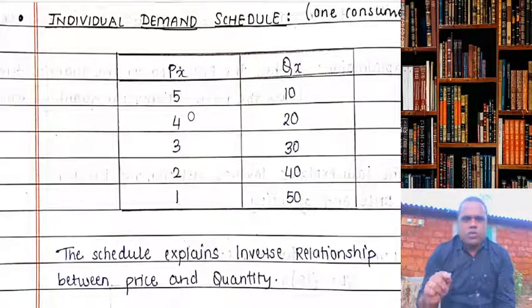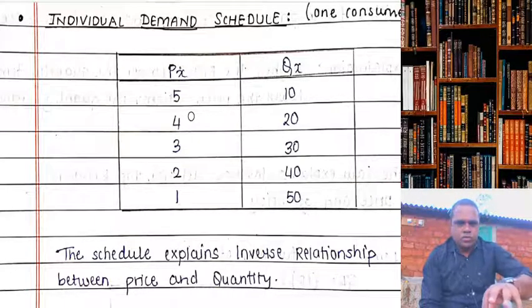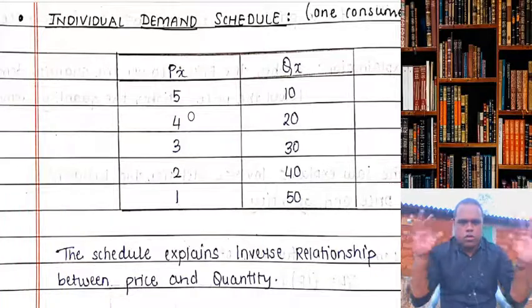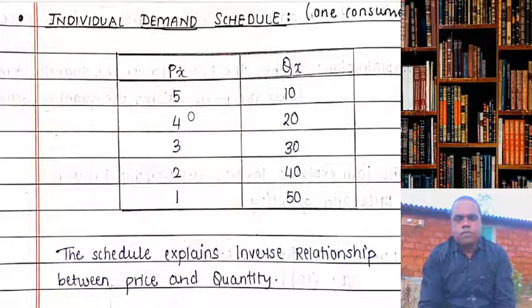At the same time, children, if you are referring to market demand, what is market demand? It is nothing but the addition of all the commodities which are demanded not by a single consumer but all the consumers in the market. So you add up all the individual demand schedules and then you get what's a market demand schedule.